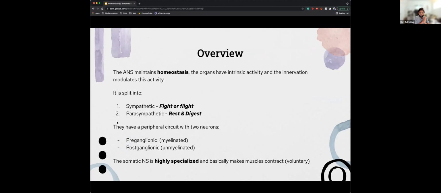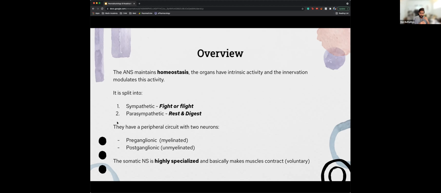Now talking about the autonomic nervous system. The autonomic nervous system maintains homeostasis, so the normal processes in our body, right? They have an intrinsic activity, and the innervation modulates it. So think about our heart, right? We're not telling our heart to beat at 60 beats per minute, or even our gut to digest at this rate. Whereas with our skeletal muscles, for example, we're actually moving them about, right?